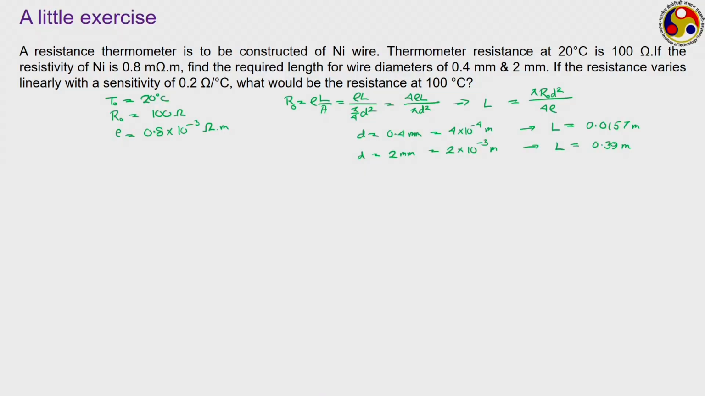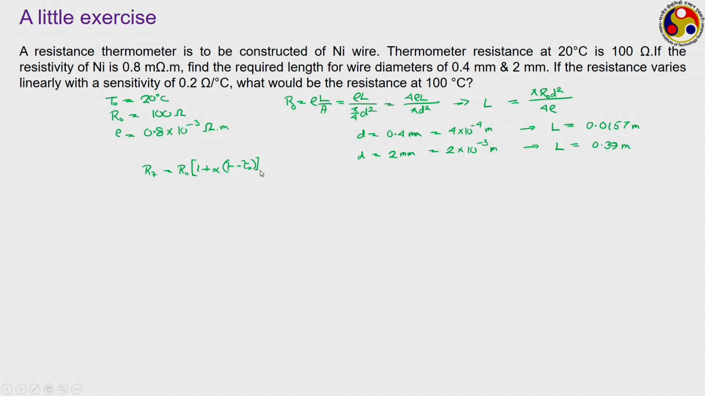So now go to the second part of the problem. It is said that if the resistance varies linearly with a sensitivity of 0.2 ohm per degree Celsius, what would be the resistance at 100 degree Celsius? So here we can make use of the simple relation for RTD. It is said that the resistance varies linearly with a sensitivity of this much. So the change in resistance with temperature follows a linear relation, which we can represent something like, say, RT is equal to R naught into 1 plus alpha into T minus T naught, where T naught is the reference temperature.